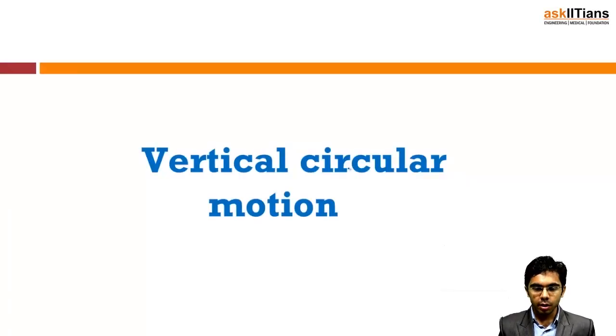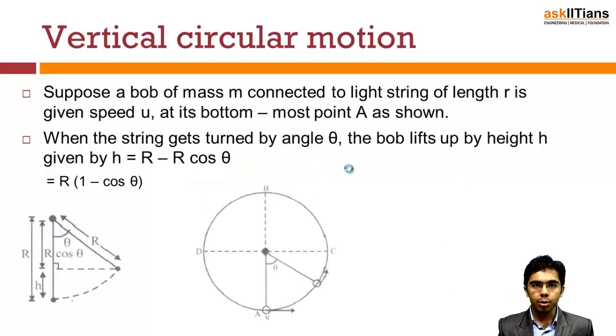So guys, now vertical circular motion. As depicted in the figure, suppose a bob of mass m is connected to a light string of length r, and it is given a speed u at its bottom, which is point A. When the string turns by an angle theta and the bob reaches this position, it lifts by height h. So we have to find out what this h will be.